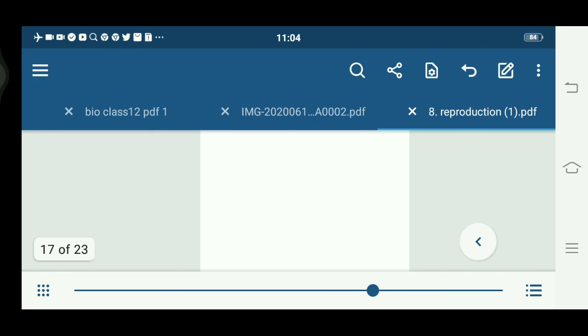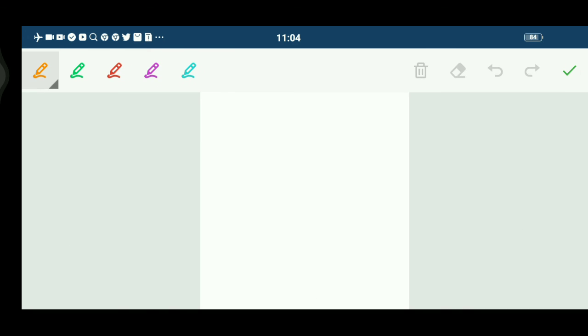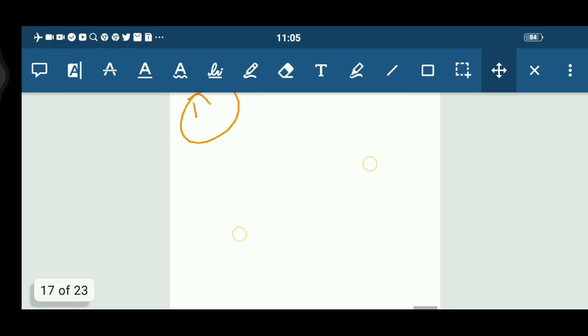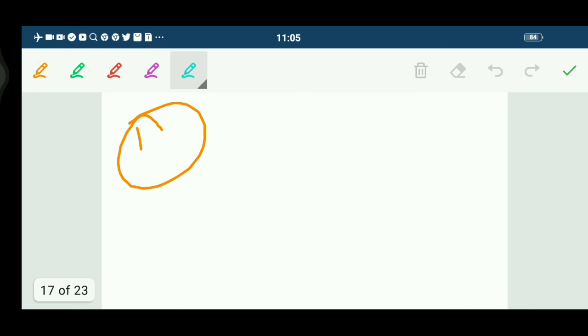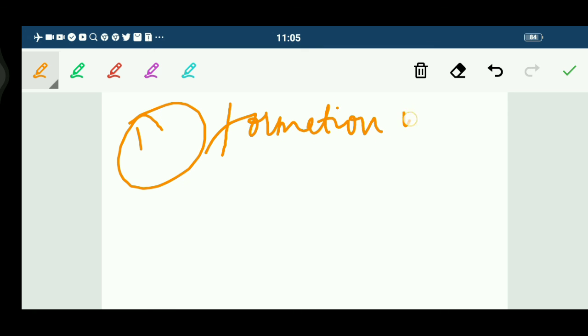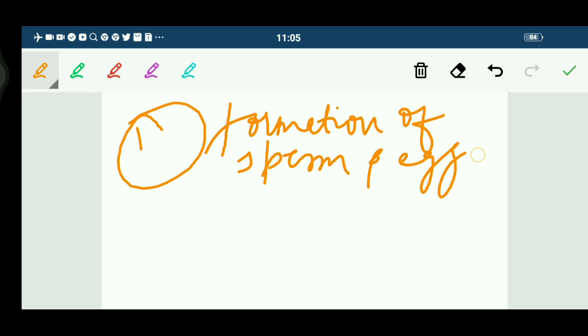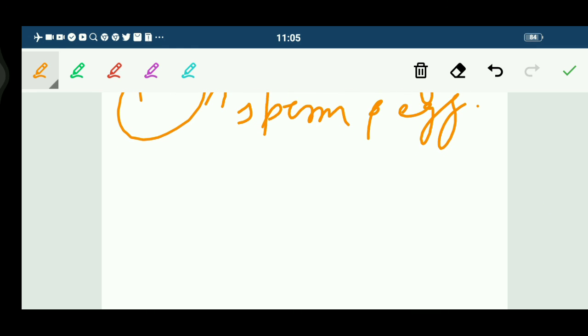Now what happens, students, as I've already told you, the first point becomes, first of all, the formation of sperms and egg. I would like to zoom it for you. See, with orange color I'll be writing, formation of sperm and egg. So sperm in case of the male body and egg, that is ovum, in case of the female body.